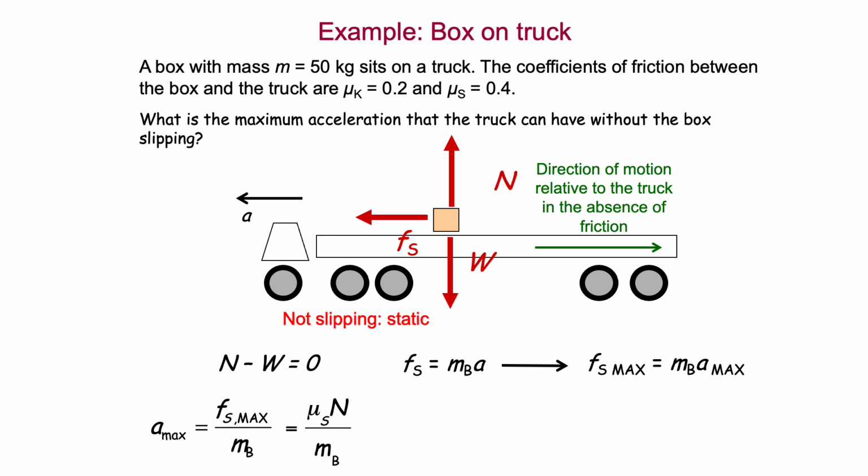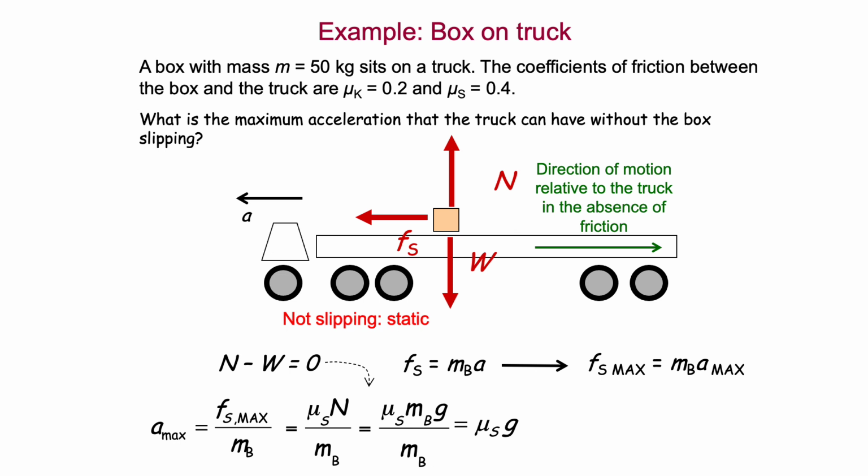And so we can write that as mu sub s N over the mass of the box. And since, of course, the normal force is equal and opposite to mg, we have mu sub s m_b g divided by m_b. The masses cancel out, and we get that the maximum acceleration where the box will move with the truck is mu sub s times g. If the truck accelerates faster than that, the box will not go with the truck. It'll kind of slide. It'll slip.